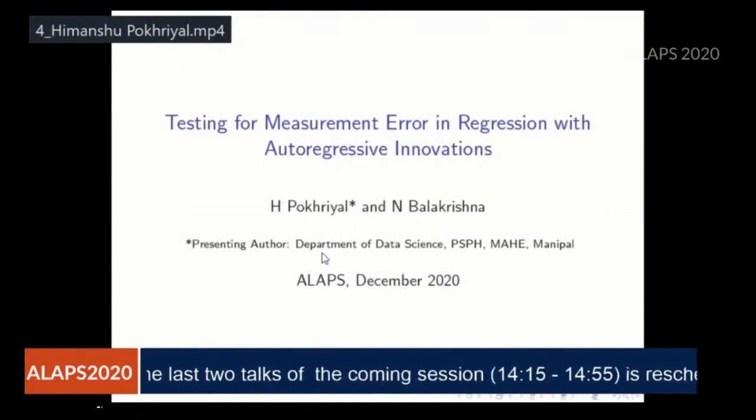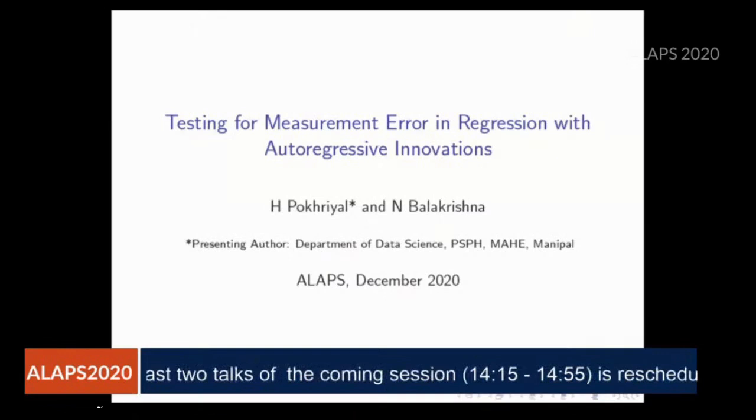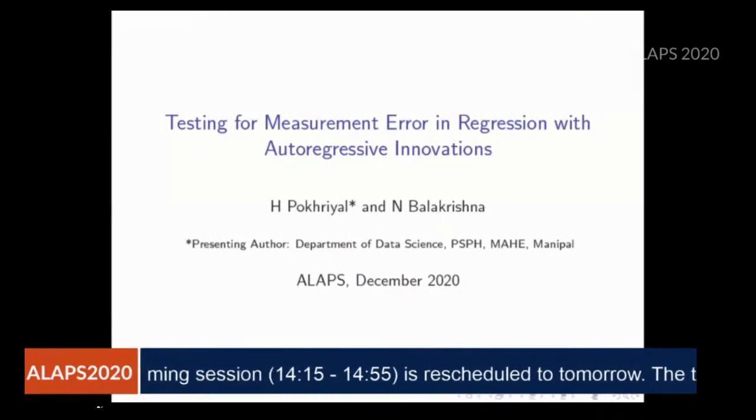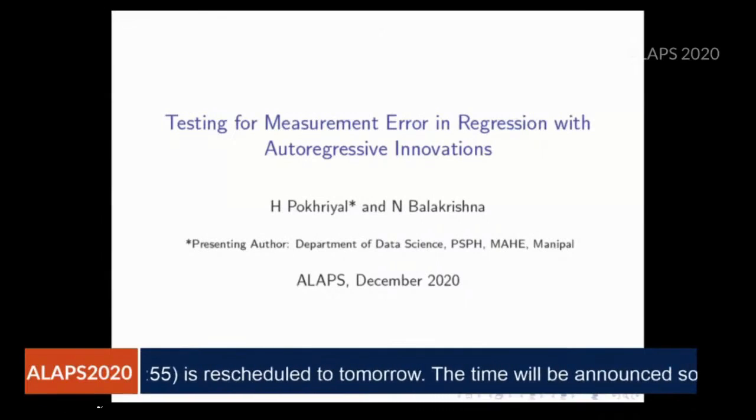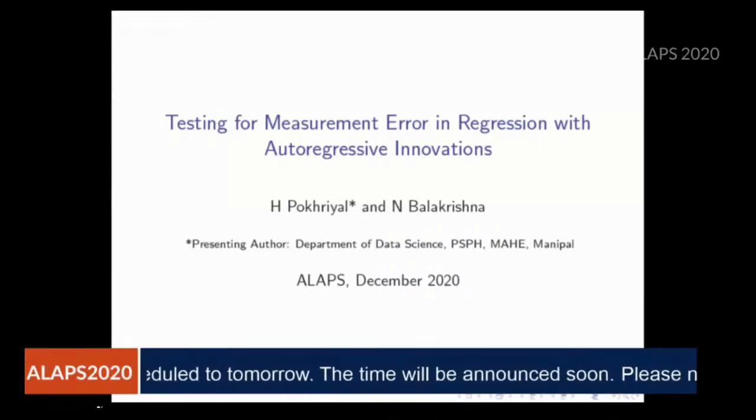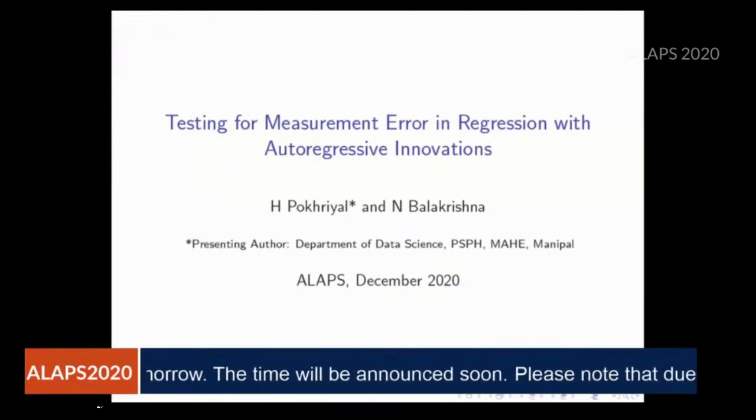Good morning, everyone. My name is Himanshu Pokhriyal. I am Assistant Professor in the Department of Data Science, Prasanna School of Public Health, Manipal Academy of Higher Education, Manipal. Today, I'm going to present my work on testing for measurement error in regression with autoregressive innovations. This is a joint work with Professor N. Balakrishna from Cochin University of Science and Technology.